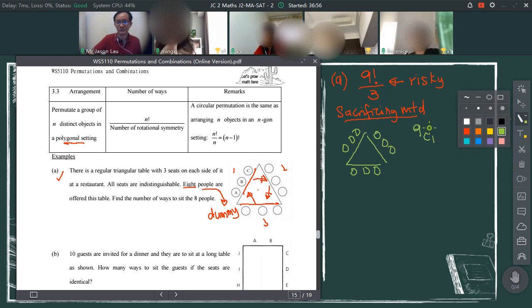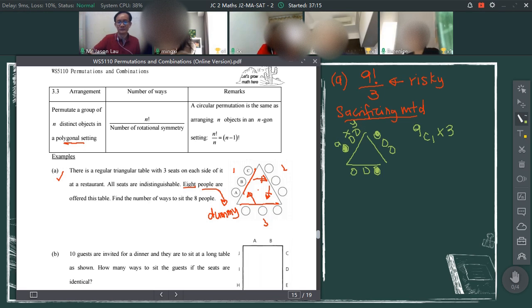Why 3? If the person is seated here, there are 3 other ways, it's the same. But if the person is seated here, it's different from the one on the left. You get me? So the first person to sit will be either the first seat on one side, or the second seat, or the third seat. And they are symmetrical throughout. So there are basically only 3 ways the first person can occupy.